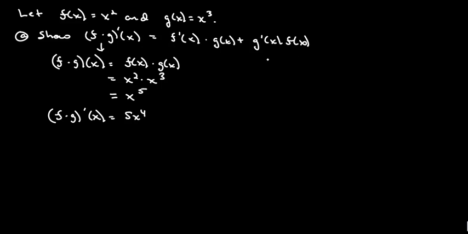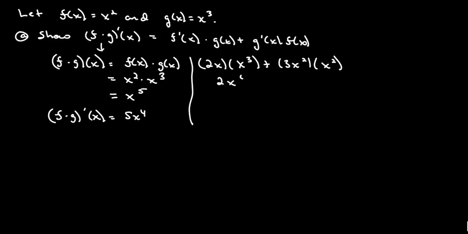Now let's look over at this side. F prime of x is 2x times g of x, which is x to the third, plus g prime is 3x squared, and f of x is also x squared. We have multiplication here, so this gives me 2x to the fourth plus 3x to the fourth, and I have a total of 5x to the fourth, so they match. And that's all you have to verify.